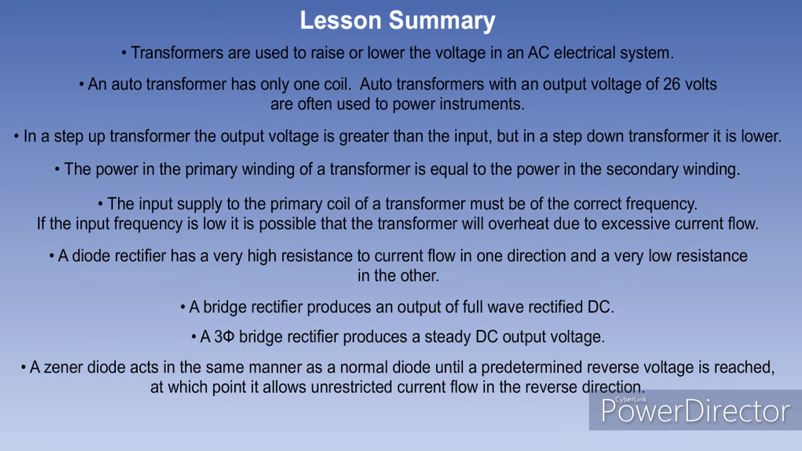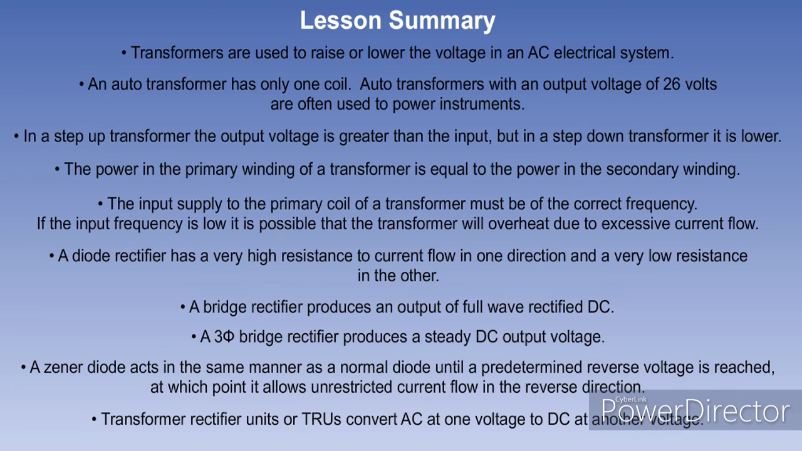A Zener diode acts in the same manner as a normal diode until a predetermined reverse voltage is reached, at which point it allows unrestricted current flow in the reverse direction. Transformer rectifier units, or TRUs, convert AC at one voltage to DC at another voltage, in order to supply the DC needs of an aircraft with an AC distribution system.